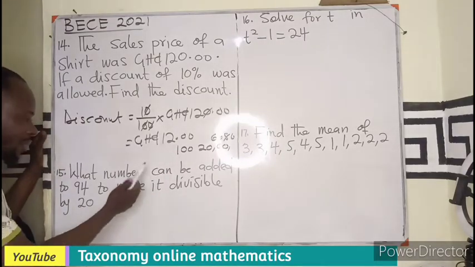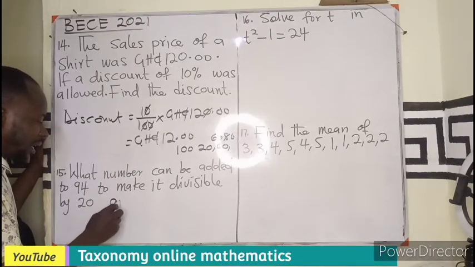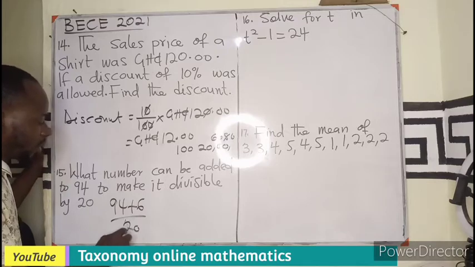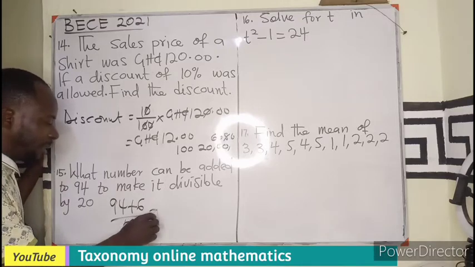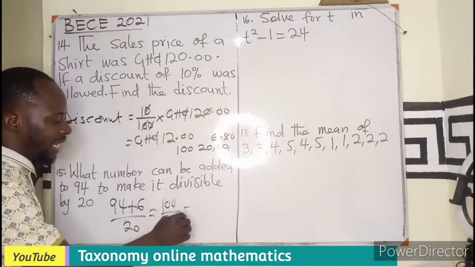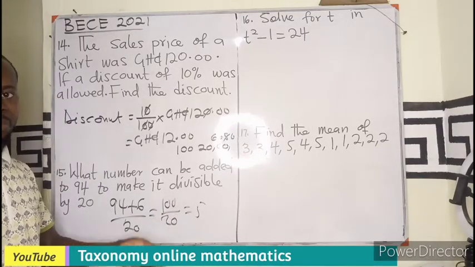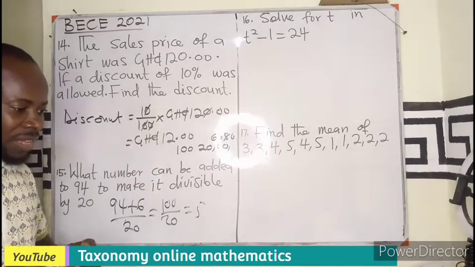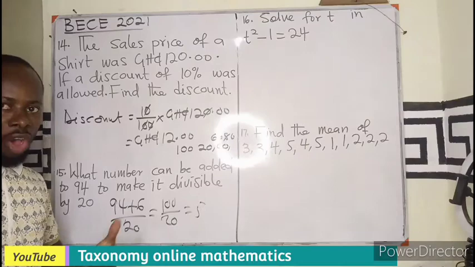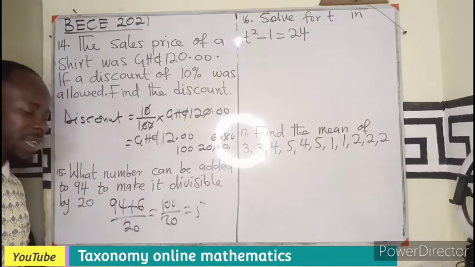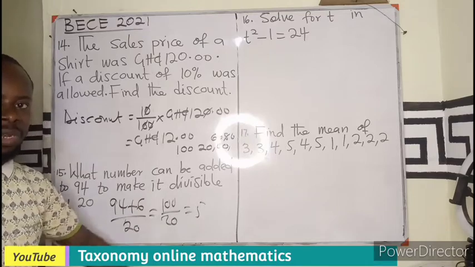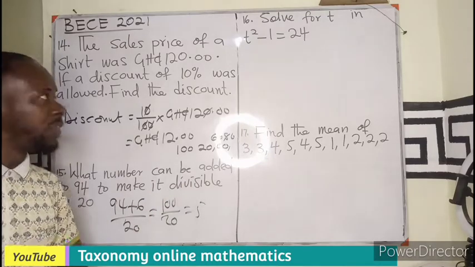So 94 plus 6 will be divisible by 20. That simply means I'll be having 100 over 20, and that will be 5 without a remainder. So on the possible answers, we will have 6 as possible answer B. Option B will have been our best option. I believe you get the concept. There are more divisibility tests from 1 to 20.